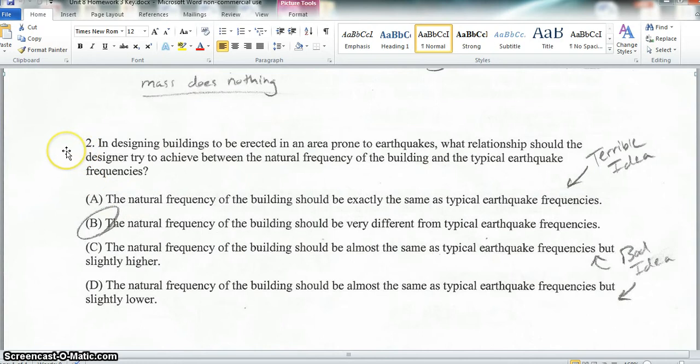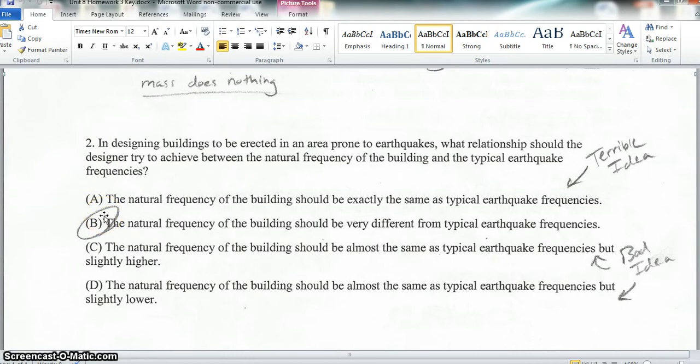Okay, so question 2, talking about resonance, the very last thing we saw in section 8.3. If you're designing a building, what do you want the relationship to be between the natural frequency of the building and the typical earthquake frequencies? Well, you don't want the frequency of the building to be the same as the earthquake frequencies, because then as the earthquake happens, the building would resonate at that frequency, and as we talked about in class, that would be when the building would suffer some structural damage. So option B is the best one here.